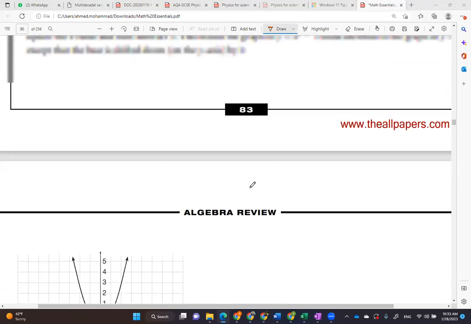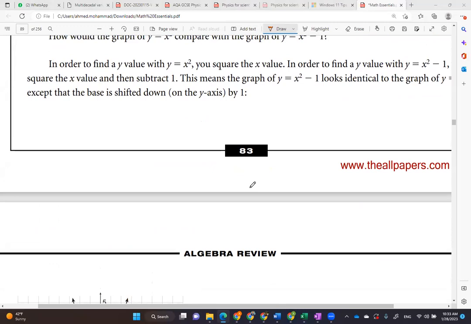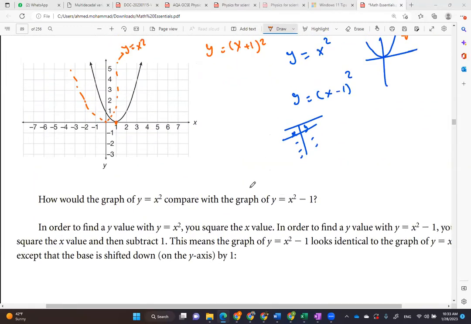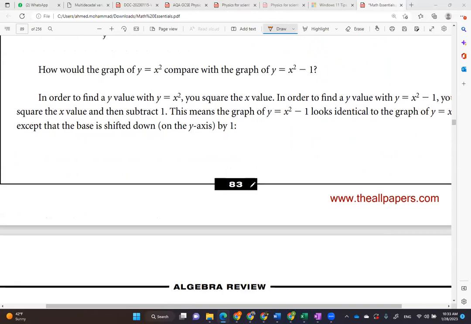Okay, what about if you have y equal x square minus 1?